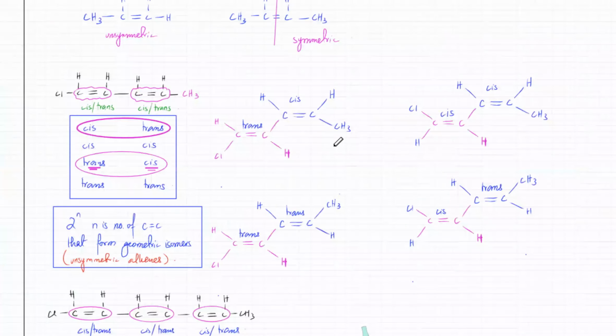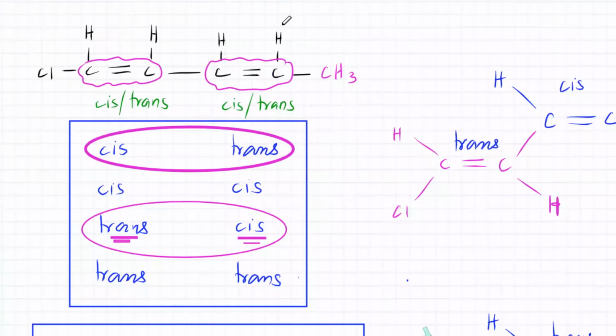But all I wanted to do was, I did one example with an unsymmetric alkene, which is this one. I wanted to make this molecule symmetric, so I did another example. So the other one, that's a totally different example.